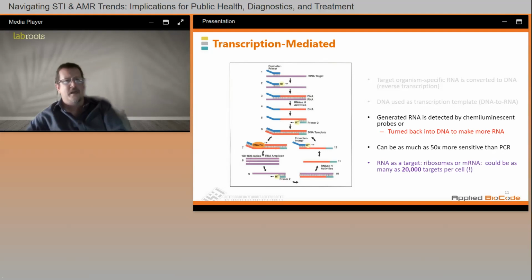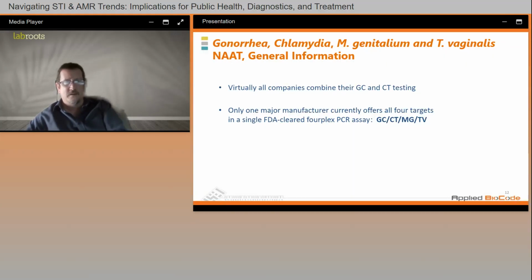So not only is it taking advantage of the transcription aspect of the central dogma, it's also taking advantage of the fact that there's many targets. So with regard to our 4 STD organisms that we're talking about today, virtually all the companies that make tests for gonorrhea and chlamydia combine those into a dual test. There is a manufacturer that makes an FDA cleared PCR that makes a fourplex for all 4 of these STD organisms. So there's quite a lot of convenience.